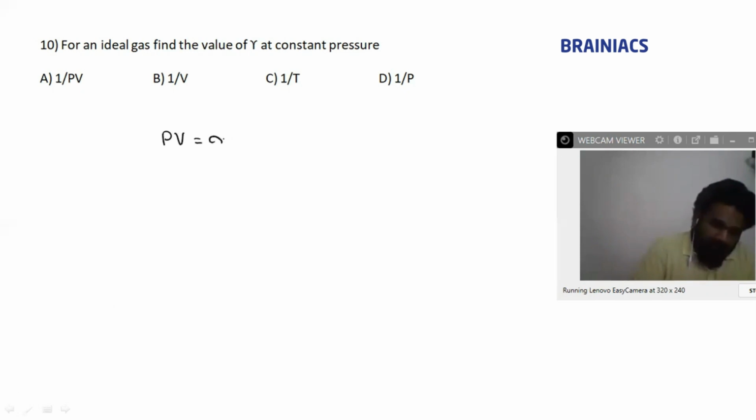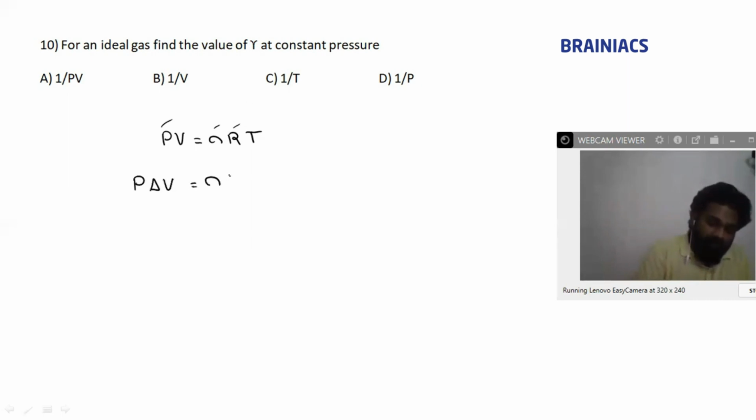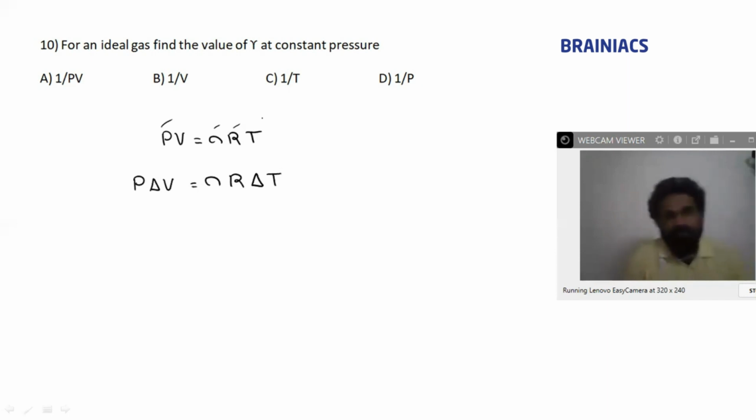PV is equal to nRT. This is an ideal gas. In this, pressure, n, R are all constant, the number of moles and the universal gas constant. So P delta V is equal to nR delta T. If the volume changes, temperature changes, so they are the variables. What we need to find is gamma.